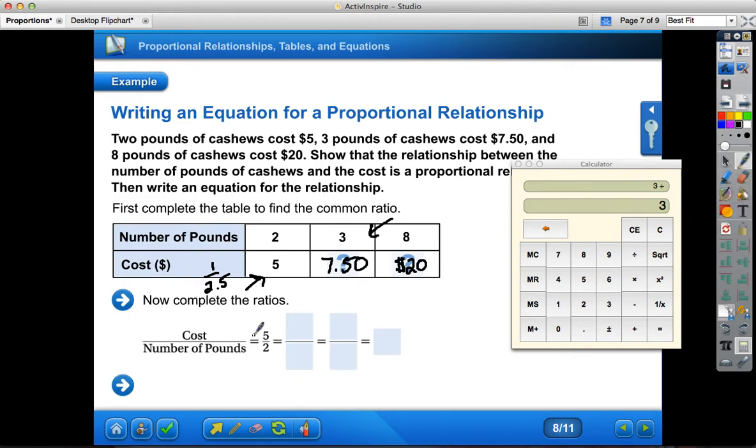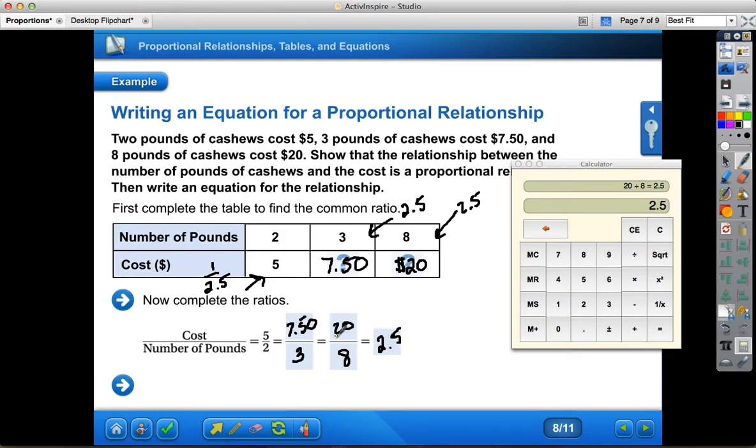So here, it's the cost on top, so $7.50 gets you 3 pounds, and $20 gets you 8 pounds. That's why it's always important to go back and check your work and to read carefully when you're putting together your proportion. So we have $7.50 divided by 3. Again, breaks it down to 2.5. And 20 divided by 8, which again breaks down to 2.5. So we have determined that they all have the same constant of 2.5.